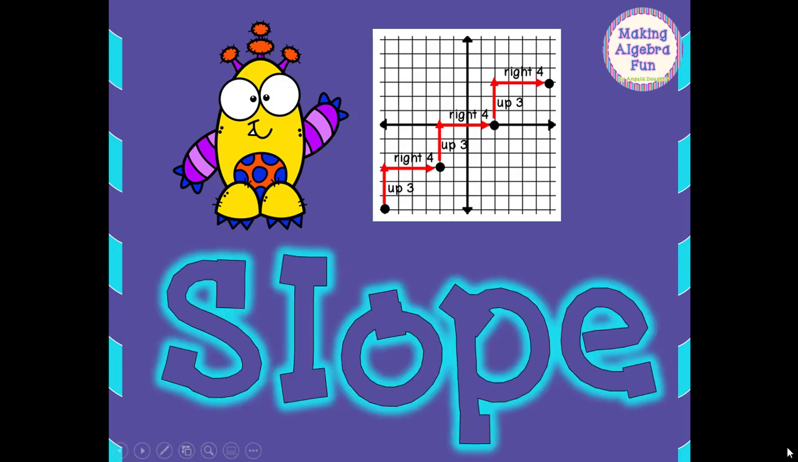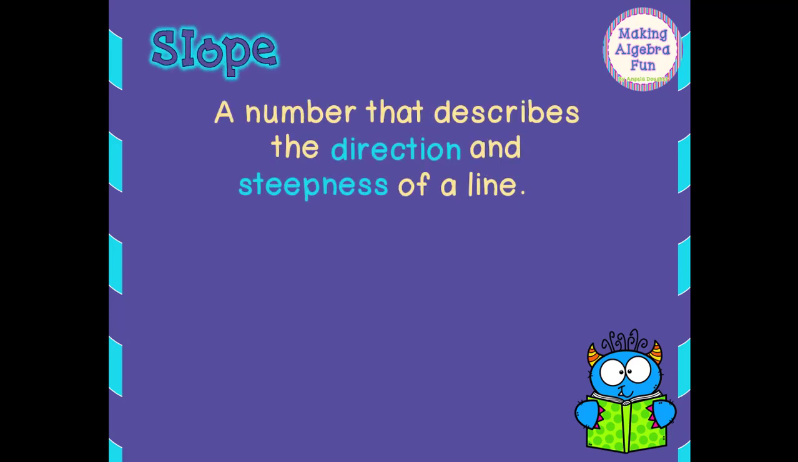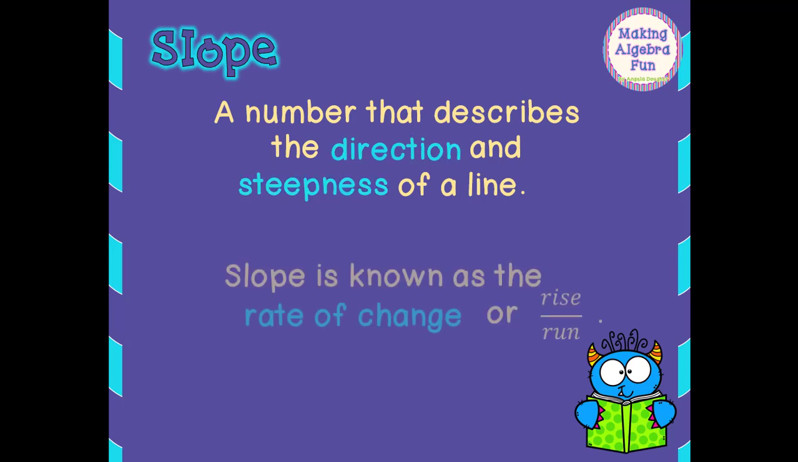Today's video is on slope. When you hear the word slope, you probably think of a hill, or perhaps you think skiing. The slope is a number that describes the direction and the steepness of a line. We usually refer to slope as a rate of change or sometimes as rise over run.